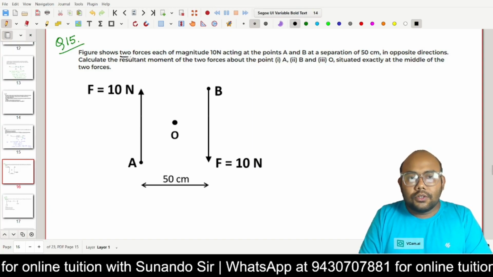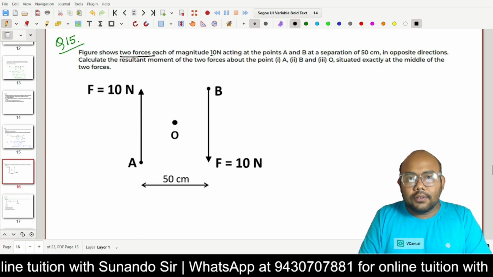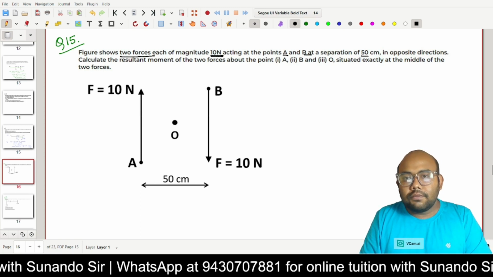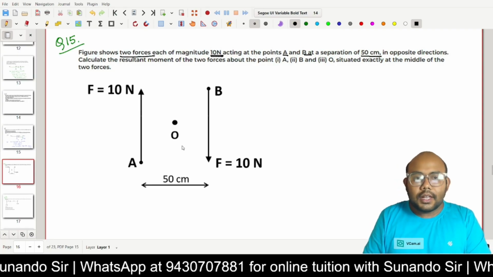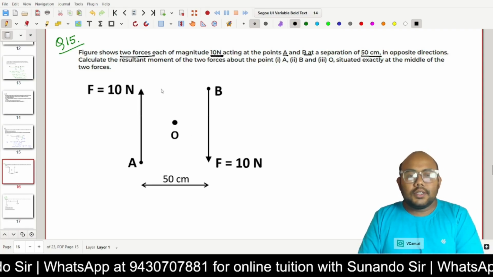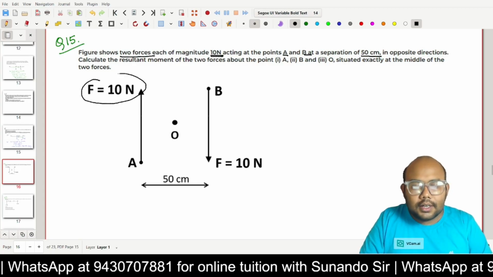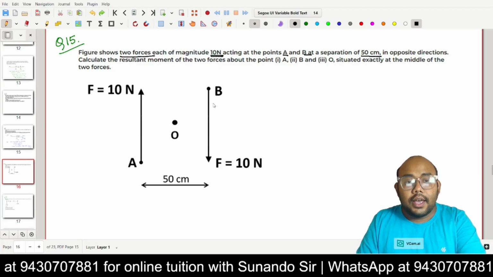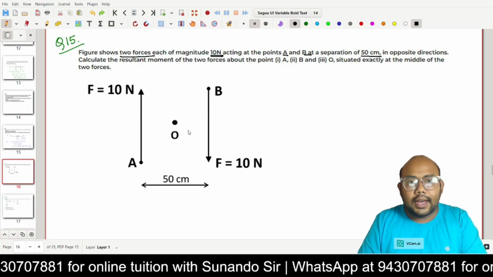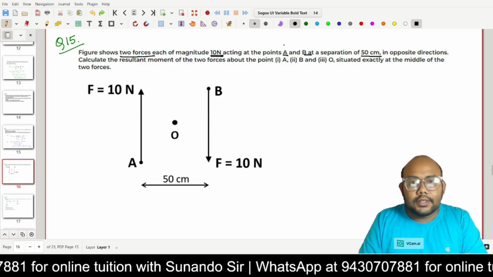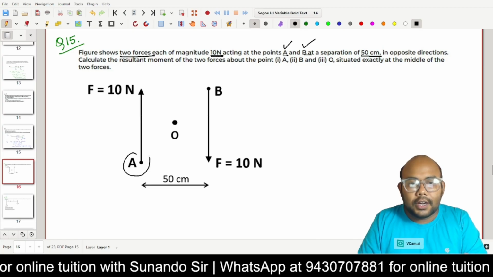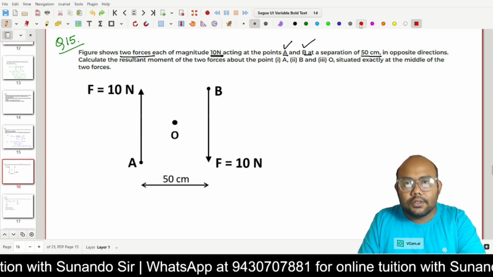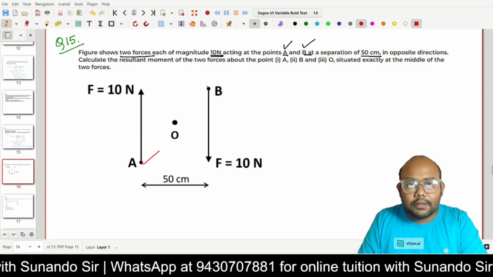Figure shows two forces, each of magnitude 10 Newton, acting at the points A and B at a separation of 50 centimeter. So now it's very easy to see what is in the figure. You can see there is a force F 10 Newton, but there is another force which is also 10 Newton, and they are two different forces acting at two different points, point A and point B. You can see here is point A, here is point B.